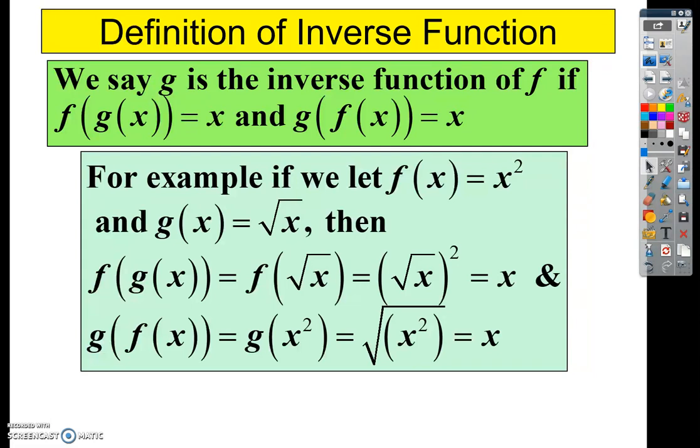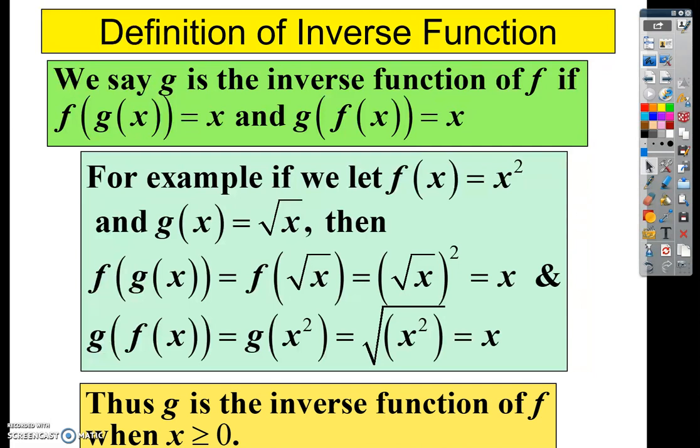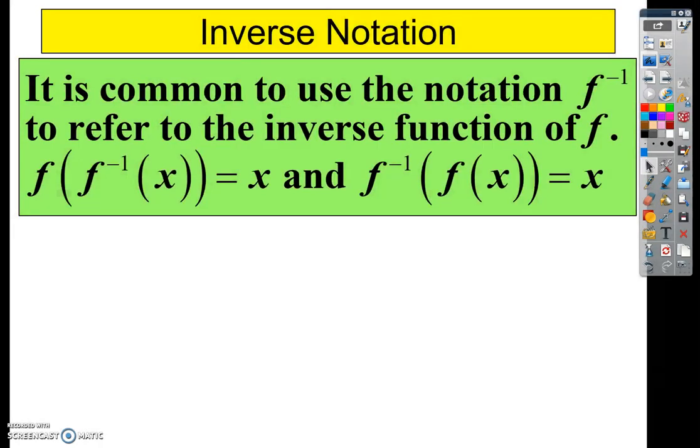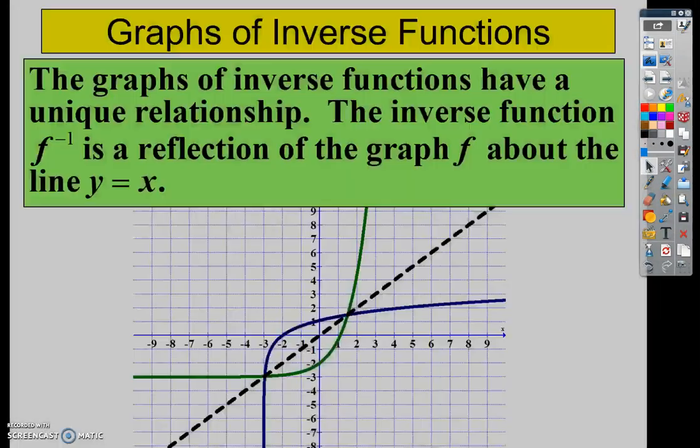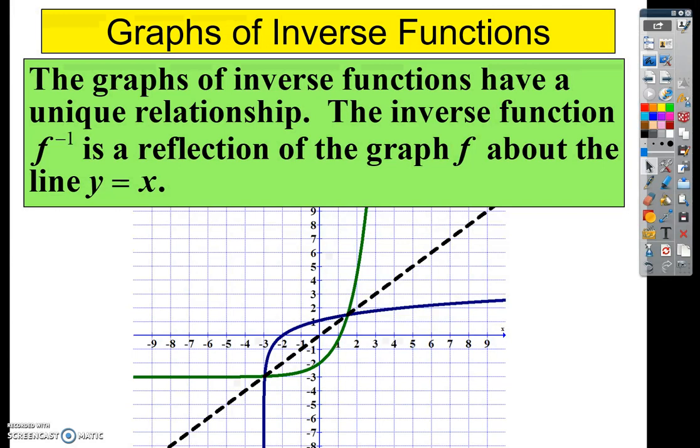A better example would have been x cubed and the cube root of x. But we use the inverse when x is greater than 0 because that's when the function g of x is defined. So it's common to use the notation f inverse to refer to the inverse function. So f of f inverse of x is equal to x, and f inverse of f of x is equal to x.